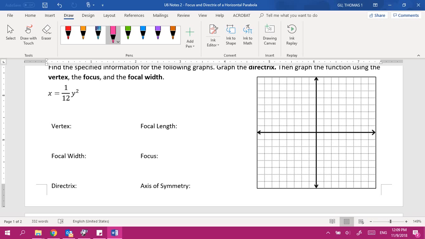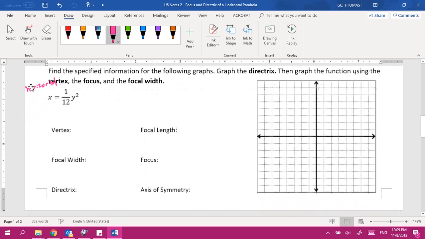Horizontal. How did you know that? Because the x is on the opposite side of the equal sign. No parentheses. Okay, but what is the specific thing right here? Squared. Right, y is being squared. When y is being squared, it is horizontal. So I'm going to label this as horizontal because then it'll let me know that I'm going to use my horizontal formulas. Okay, so let's find things that we can always find first.